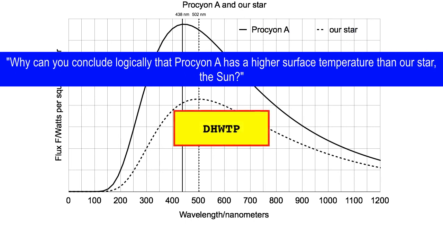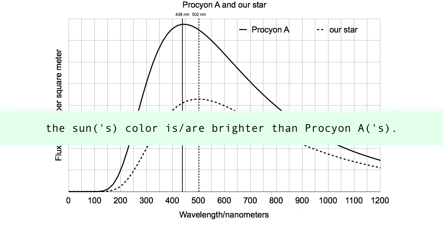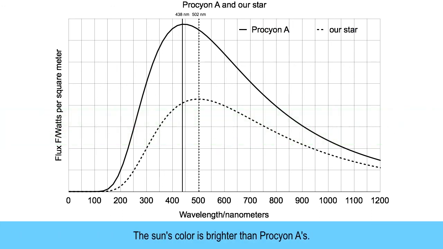All right, now here's another question. Answer. DHWTP. All right? Now, I don't know who sent this one in, but let's take a look at it. There's the decryption. The sun's color is brighter than Procyon A's. As a matter of fact, this is exactly wrong. There's no color, there's no wavelength band here of the sun that's brighter, that graphs up higher than Procyon. The sun is all below Procyon A. So this one's exactly wrong, 0. All right, question?